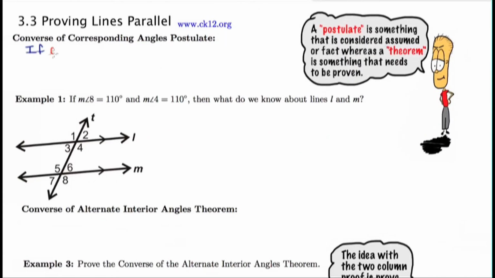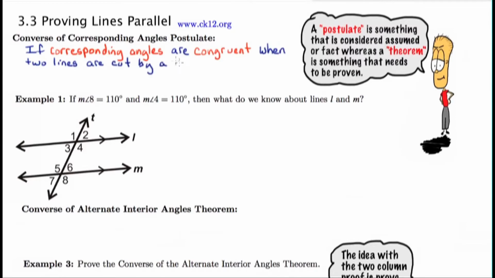So, the converse of the corresponding angles postulate: if corresponding angles are congruent when two lines are cut by a transversal, then the lines are parallel. We already discussed in the last sections that if we had parallel lines, then the transversal would create corresponding angles that were congruent. This is the converse of that statement.